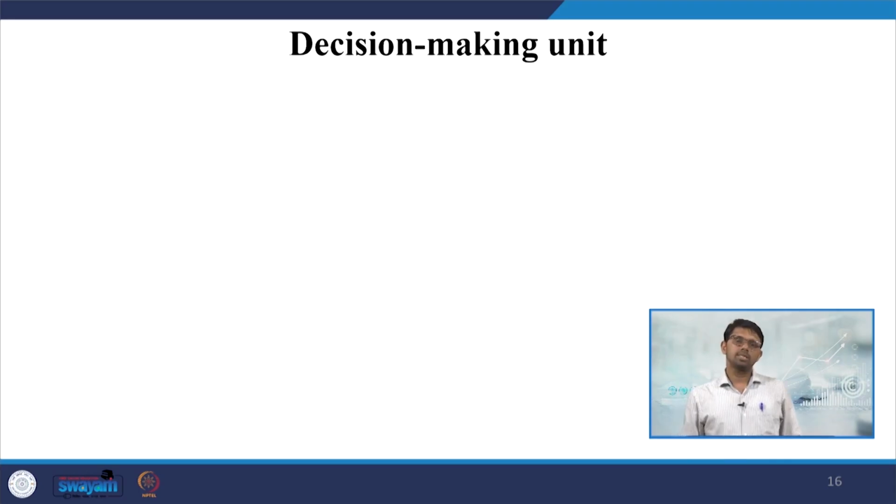So, now we are discussing some important starting points of productivity and efficiency analysis. One is called DMUs, decision making units, which you can read as DMU.